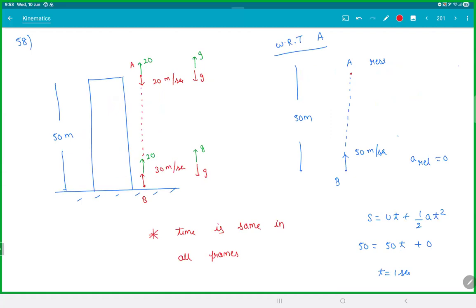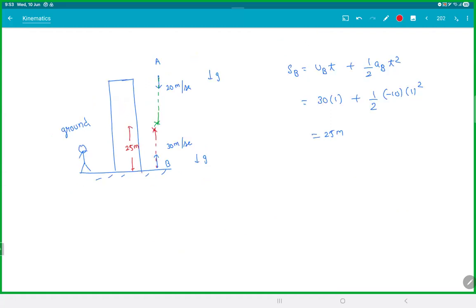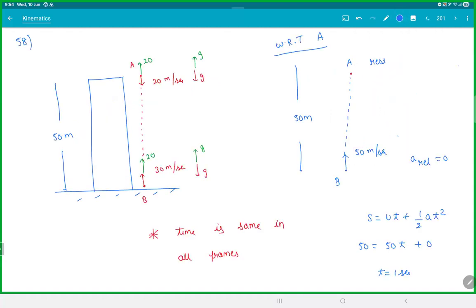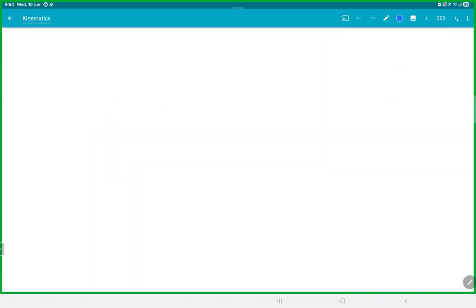So you can use relative velocity, get the time, then go back to the ground frame and do the problem normally again. Is everyone clear with the approach? That is how you can handle things. You can keep switching between two frames. You can do it in the ground, you can go back to A, you can go back to B. You can get time from one relative frame and do it in the ground again. Let's see one more.